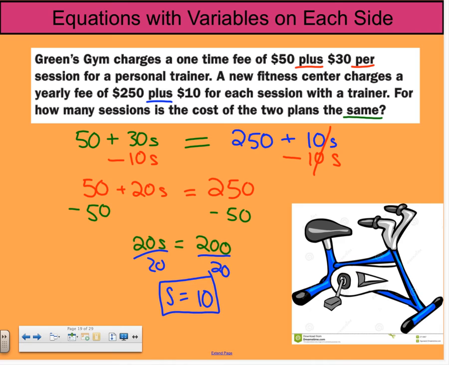Now, let's think about this real quick. If I'm going to go to more than 10 sessions, which one do you think is going to be cheaper? Well, probably the new fitness center, because it's just going to be another $10 each time. But Green's Gym will be another $30, right? So if you're going to go to fewer than 10 personal training sessions, you want to go with Green's Gym. If you're going to go to more than 10, you probably want to go to the new fitness center. If you're going to go to exactly 10 training sessions, then it doesn't really matter which one you go with, okay?